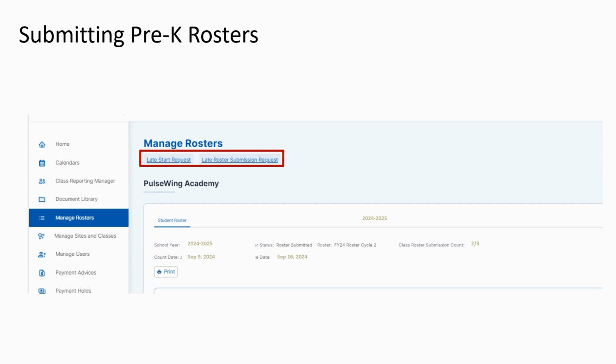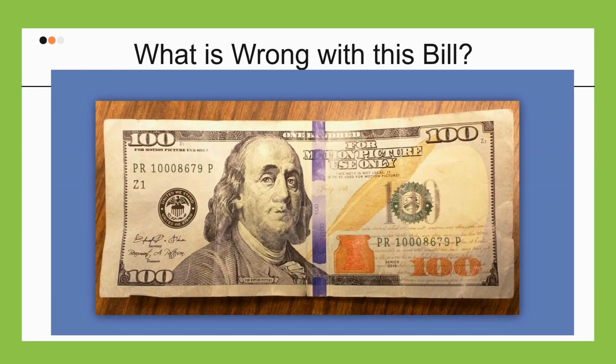There are two additional tiny things that you might find in the Manage Roster field, and it is a late start request. That is only for a program that has a very unfortunate thing, maybe a natural disaster or a storm that causes the program to begin instruction after the first roster count date. That's the only time you would use that request. The other is a late roster submission request, and that means that the project director or PAU has had a similar unfortunate event and cannot submit rosters on time. You would just let us know there.